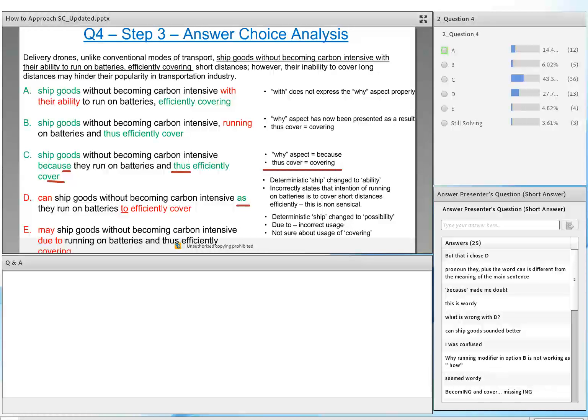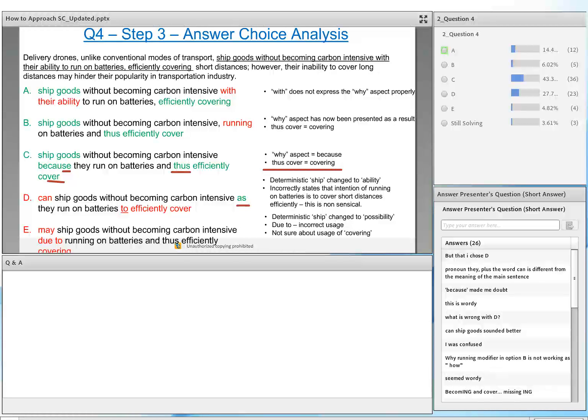Okay, now can ships sounded better? Again, it's not a matter of sounded better. You have to go by what the author told you. The author is saying that delivery drones ship goods. Okay, he's saying that as a matter of fact. That's a fact. He's not saying that the delivery drones have the ability to ship goods. And that is a very, very big reason why choice D is wrong.